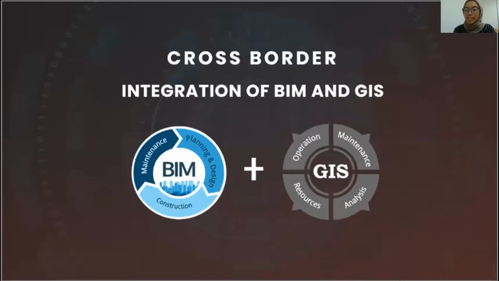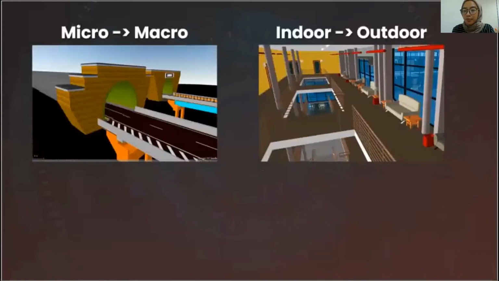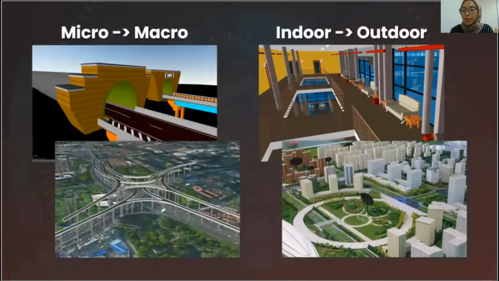Oh sorry, I think I went too fast. Okay, I will repeat it again. By integrating BIM and GIS, we can get insight all at once: the details of a specific object and insights on how it looks among its surroundings. And this is the comparison between BIM and GIS, from micro to macro and indoor to outdoor. By integrating BIM into GIS, you can get micro to macro visualization and indoor to outdoor visualization.